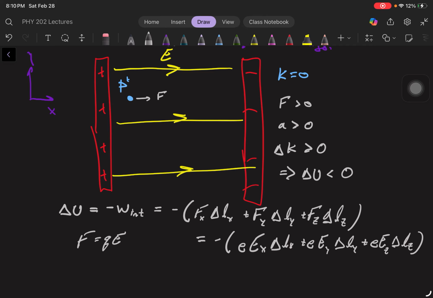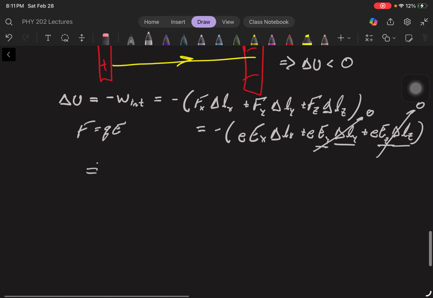And if we look at this, well, we can say a couple things. E sub y is 0, just based on our coordinate system, what we drew. And also delta y is 0, E sub z, that's all 0. And so we're just going to go ahead and get rid of those.